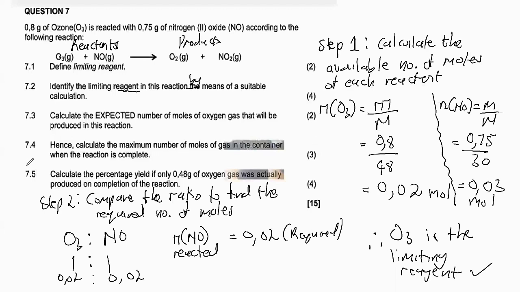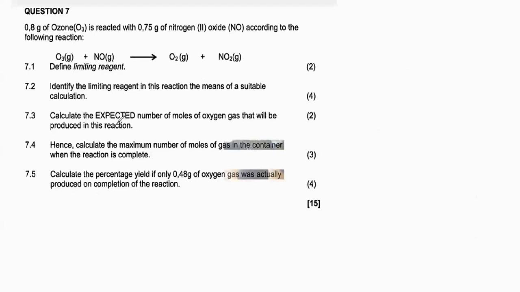Okay, so now we are on 7.3. 7.3 says calculate the expected number of moles of oxygen gas that will be produced in this reaction. Now, if we want to find out the maximum number of the products that can be produced, we are better off calculating that using the limiting reagent. So the limiting reagent, this is what you need to note about the limiting reagent. The limiting reagent tells us 2 things.